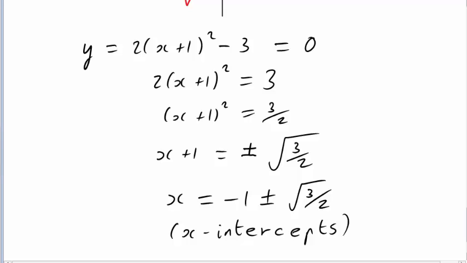If we want to make a reasonably accurate sketch, we could note that root of 3/2 is round about 1.2. So that'll give us coordinates at 0.2 and minus 2.2 approximately. Let's go back and put these on our graph, and then we can finish drawing the parabola.